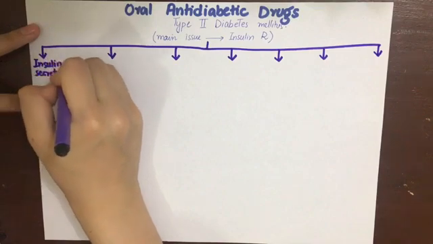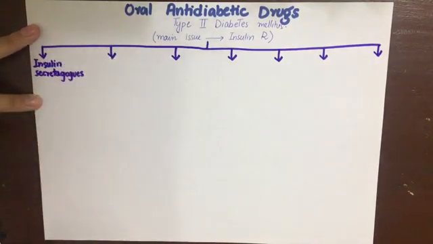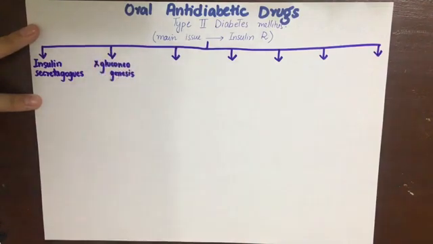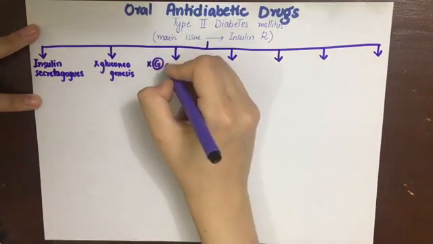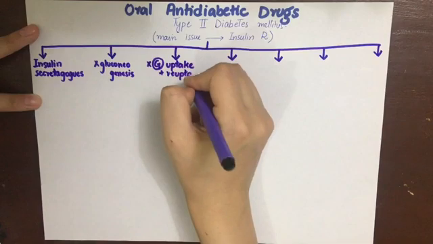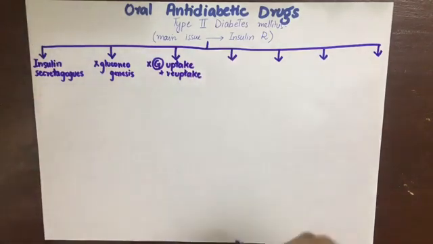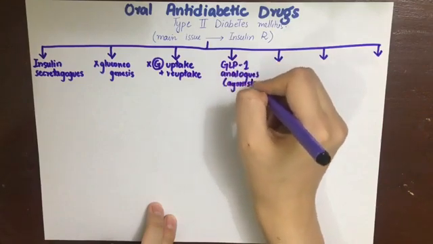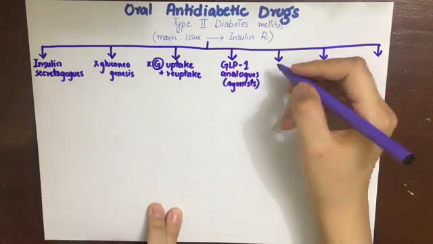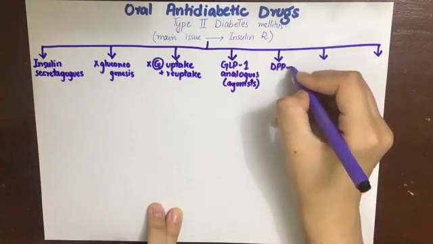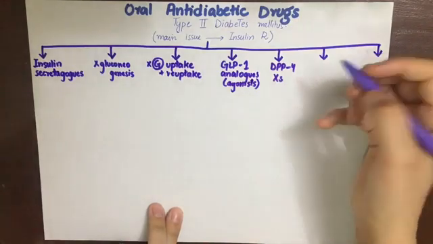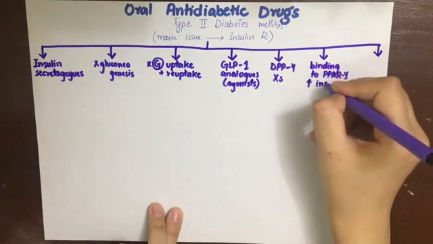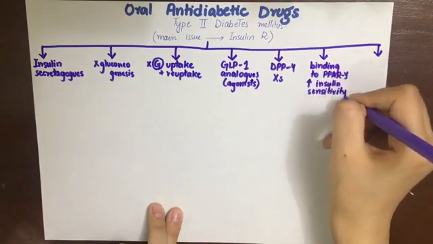The second class of drugs will decrease gluconeogenesis by inhibiting fructose 1,6-bisphosphatase enzyme. The third class of drugs will either inhibit glucose uptake from the gut or reuptake from the kidney. The fourth class of drugs are GLP-1 analogues or agonists. Next are dipeptidyl peptidase 4 inhibitors. Next are those which bind to PPAR gamma and increase insulin sensitivity. And lastly, we have amylin analog.